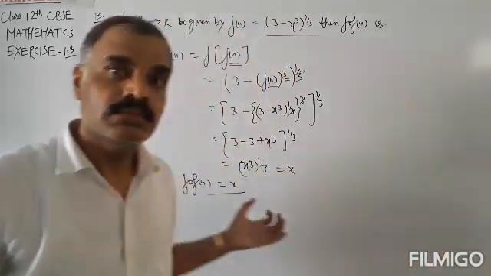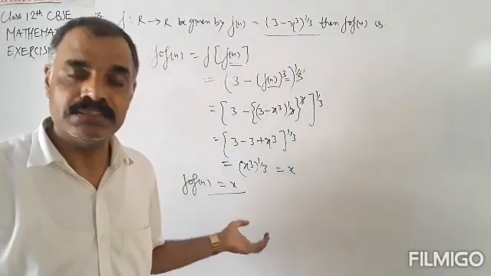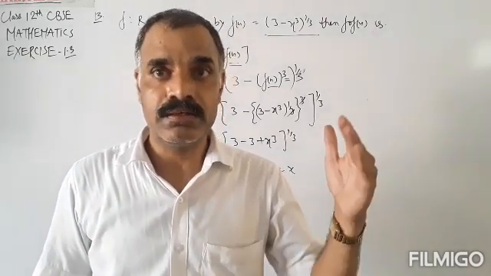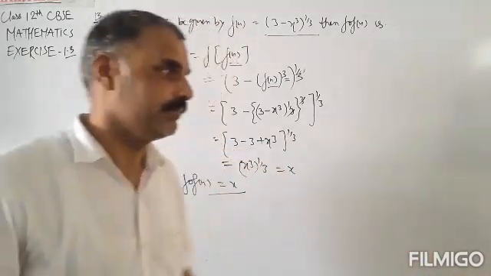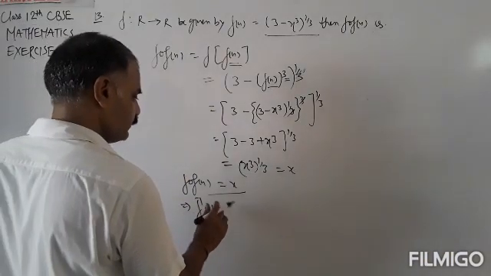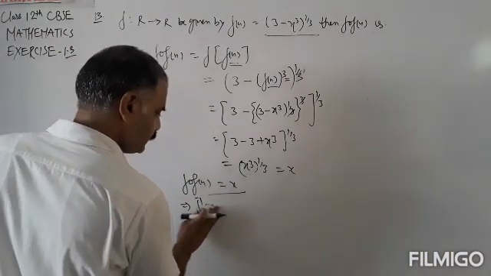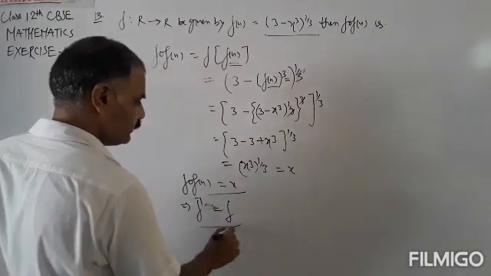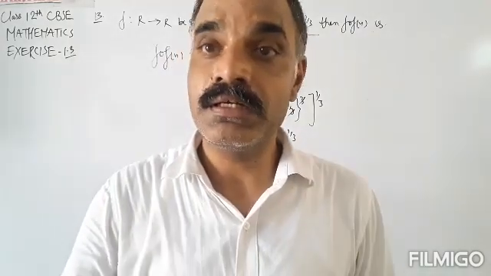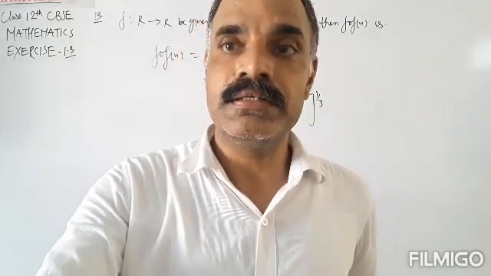What does this relation say? This says that the inverse of function f is the function f itself. Okay, that is, f inverse is equal to f itself. Okay, so this was question number 13 of exercise 1.3.